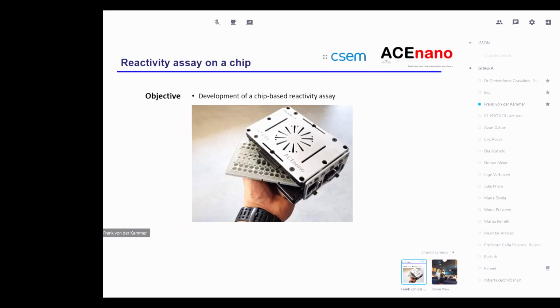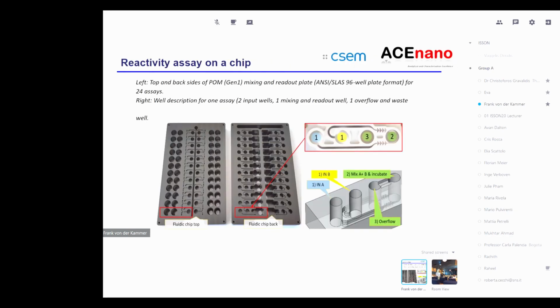The next one is a reactivity assay on a chip. So we are looking into the reactivity of nanoparticles via surface reactions. And this has been miniaturized and put on a well-plate reader type system. And this is how it looks. It's a polymer-based mixing and readout system. It has 24 assays possible in parallel, and you can see how the idea works here.